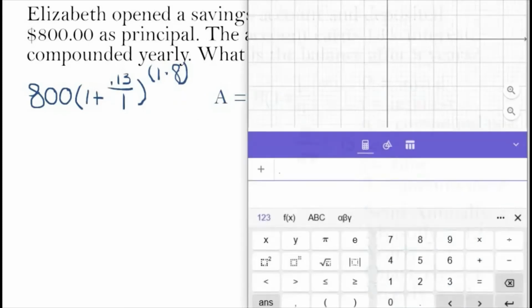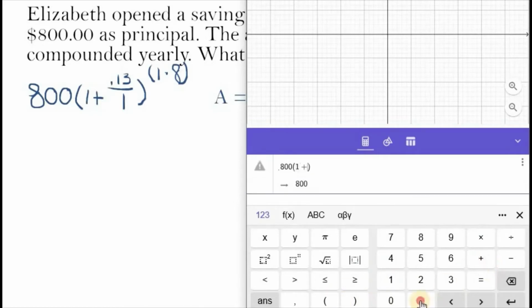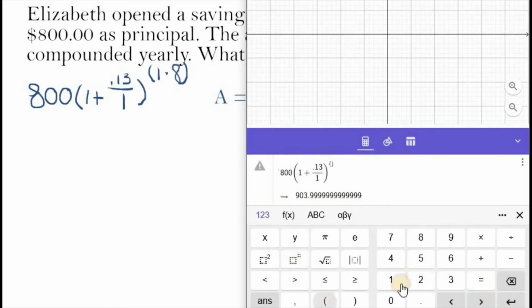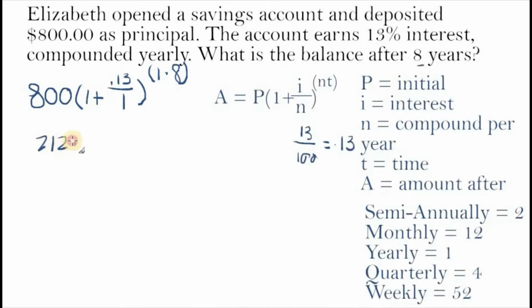And now we're going to use a calculator. You'll type in this equation: 800, parenthesis, 1 plus 0.13 divided by 1, close the parentheses, raised to the power, and then another parenthesis, 1 times 8. Click enter, and this is what you're going to get: 2126. That's what it'll be in dollars once you round it to the nearest integer.